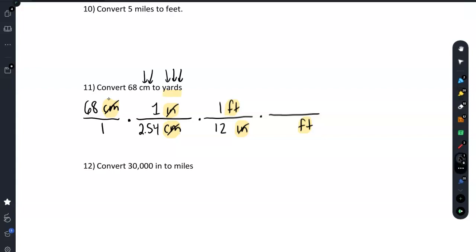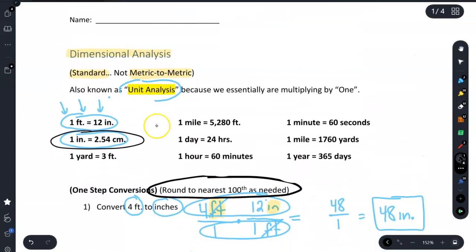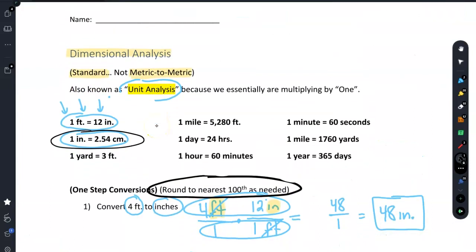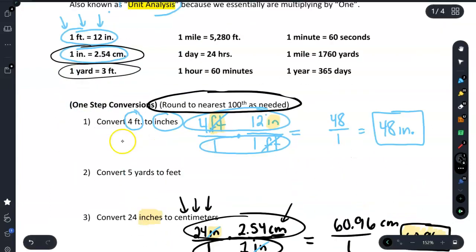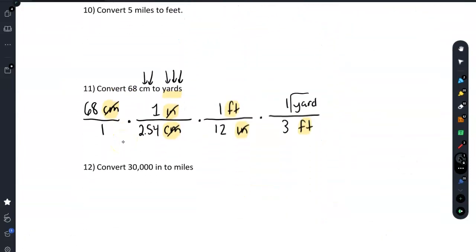And I think I have this one up there. 3 feet is 1 yard. And if I don't, I'm going to add it. So let me scroll to the top and see. Yep, 1 yard is 3 feet. So I just wanted to make sure I had that one. Okay, so now I'm happy once again because I finally have the unit of measure I wanted, yards.